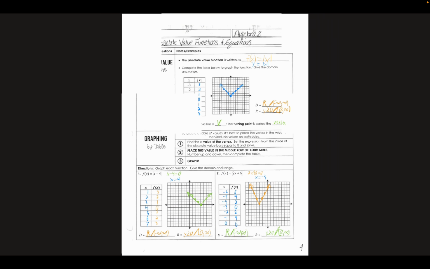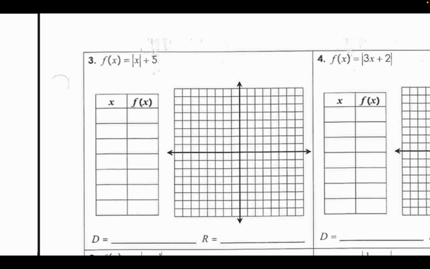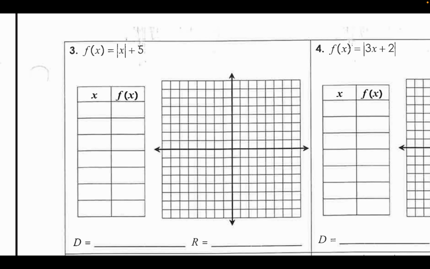Moving on to number 3 here. The absolute value of x plus 5. So we mentioned above in step 1 for these to find where the vertex is, or the x value of the vertex, to set the inside of the absolute value equal to 0. So that's only the x equal to 0, not this plus 5, because it's outside the absolute value bars. So it's 0 here, increasing numbers below, decreasing numbers above.